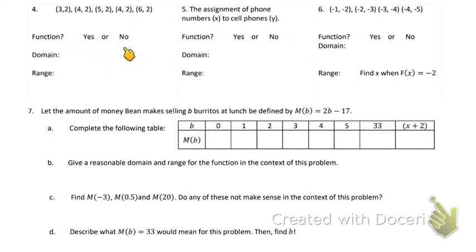Okay, I'm going to do a couple of these and then we'll go from there. Okay, so let's check out number 4. We want to check if this is a function, yes or no. If you remember from my Zoom recording, this number is your input, this number is your output. In other words, this is your X, this is your Y.